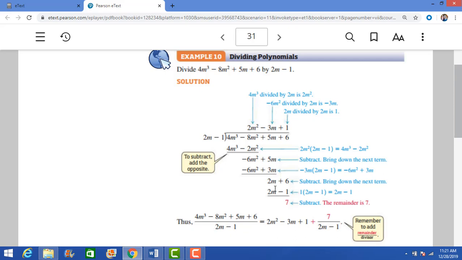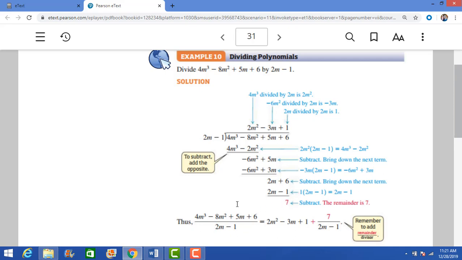And so how do we get 2m? Well, we multiply by 1. So 2m times 1 is 2m. -1 times 1 is -1. And then we subtract. And we get what? 7. And since we're done, we reach the end, we're done. This is the remainder. This is our quotient. So this polynomial divided by this polynomial will give us this quotient plus this remainder.